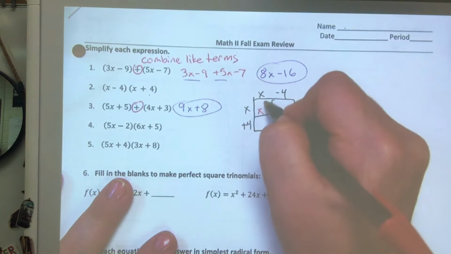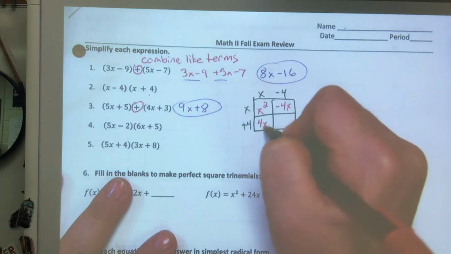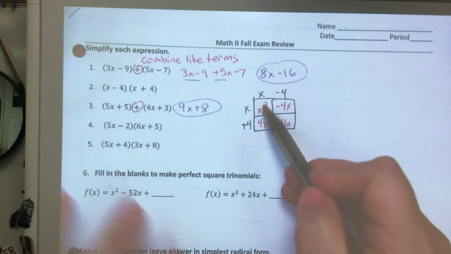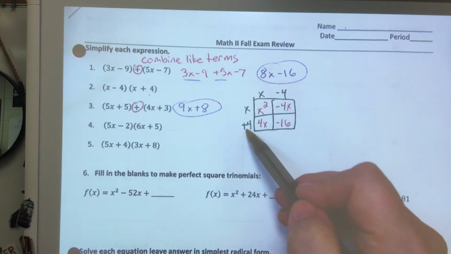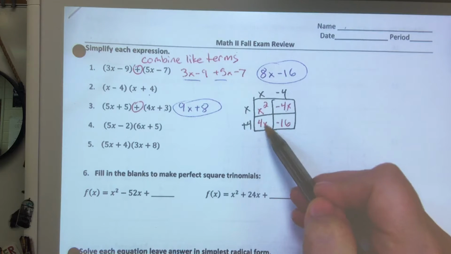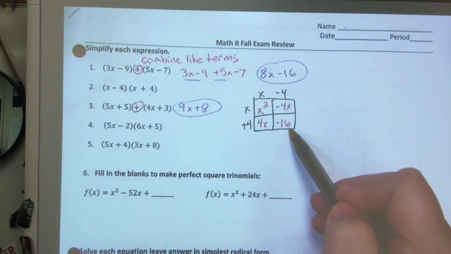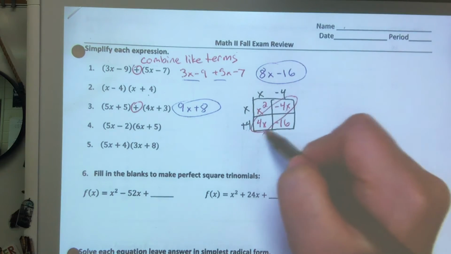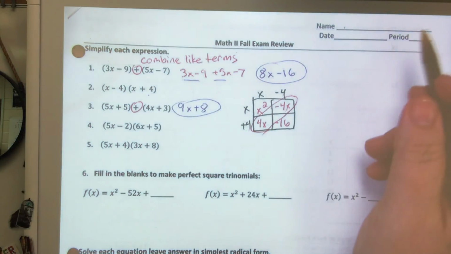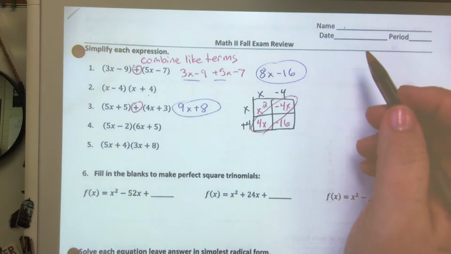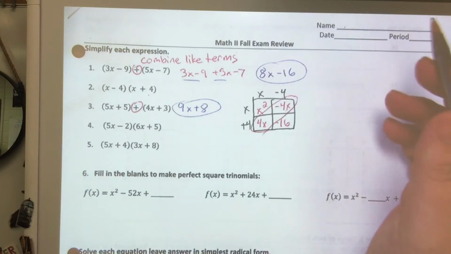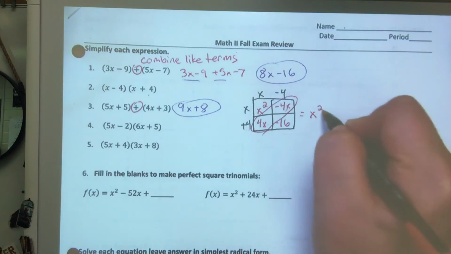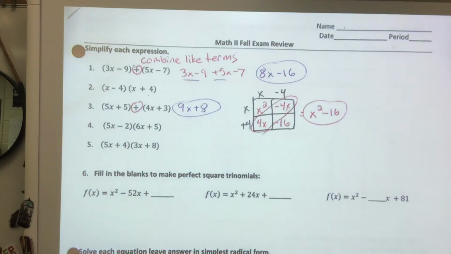So I would get x squared minus 4x plus 4x minus 16. And I get that because x times x is x squared, x times -4 is -4x, positive 4 times x is 4x, and then 4 times -4 is -16. I combine my like terms, and for this problem, 4x minus 4x is 0. So this would be x squared minus 16, and that would be my answer for number 2.